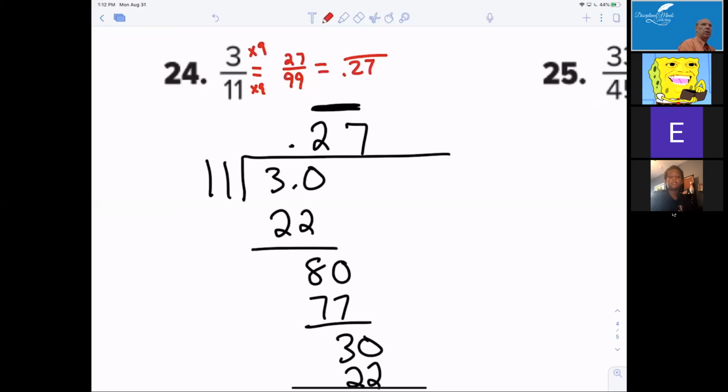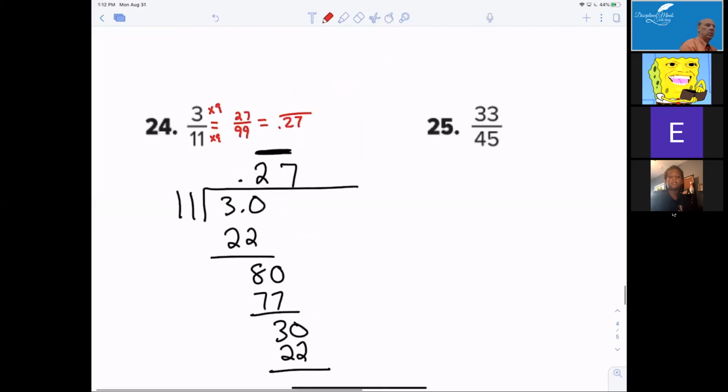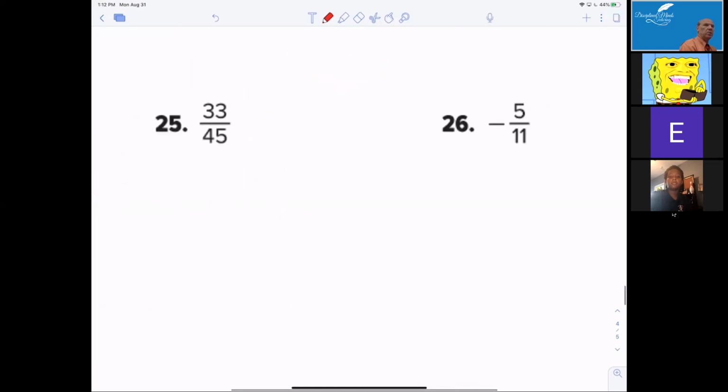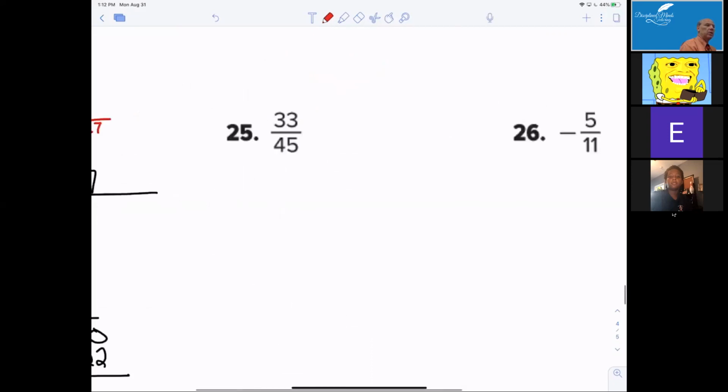And I did the problem a long time ago. So if there's ever an 11, just multiply by 9 and you know the answer. Nice, right? If you can remember that, though. All right, that's really, really important. All right, so 33 over 45.